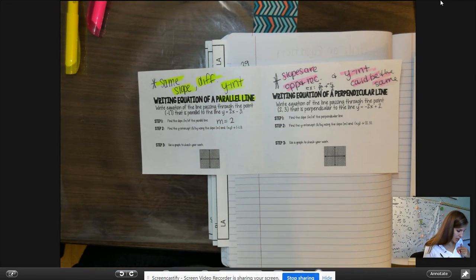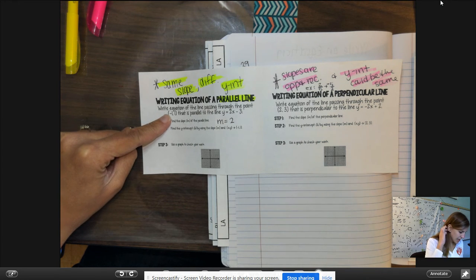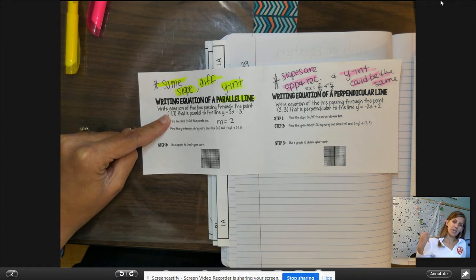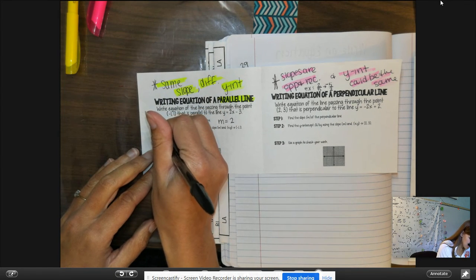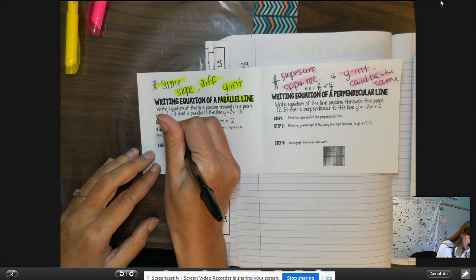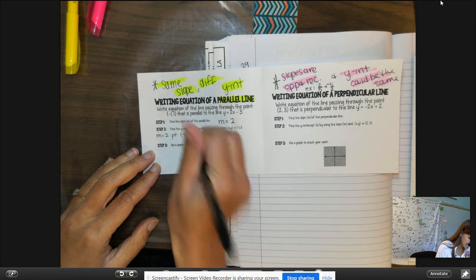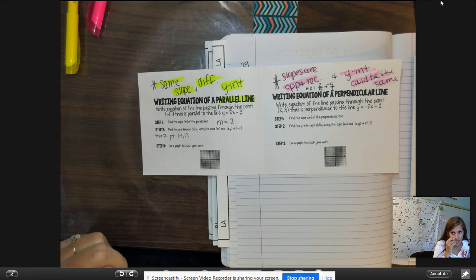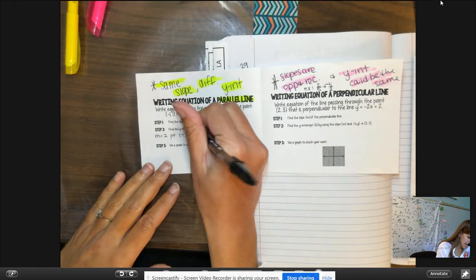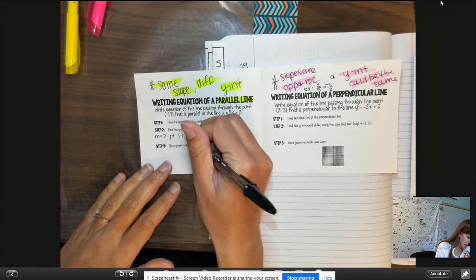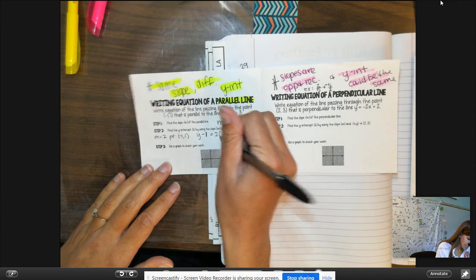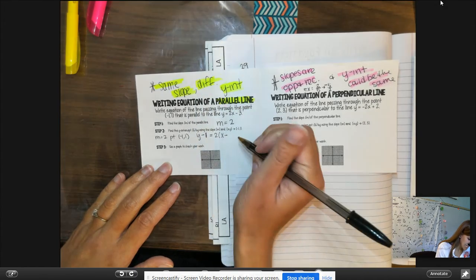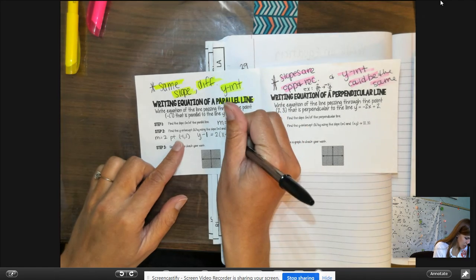I also know that my line has to go through this point, negative 1, 1. So I would put it in point slope form. We have our slope is 2. We have our point is negative 1, 1. So I can put my equation in point slope form, which was that y minus y, which is 1, equals m parenthesis x minus x, which is negative 1, so it becomes a plus.